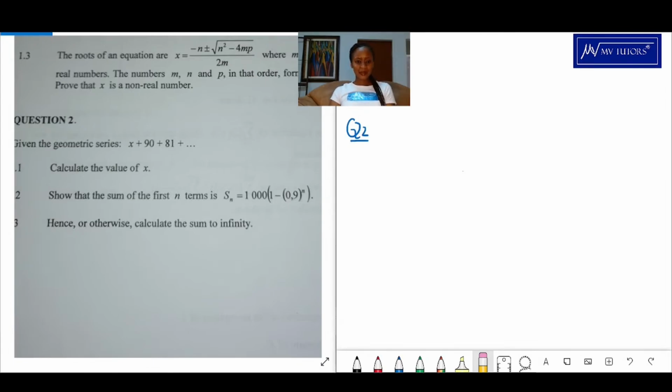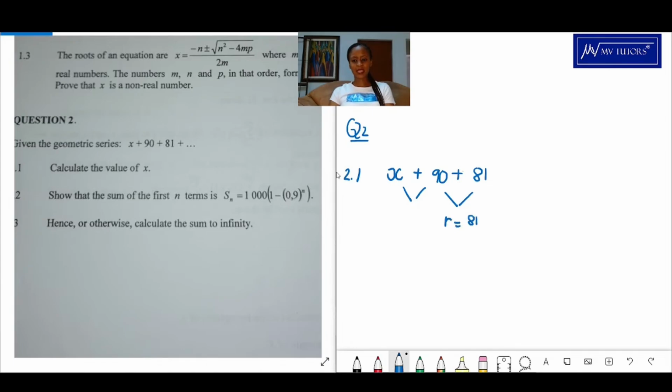Given the geometric series x plus 90 plus 81, we need to calculate the value of x. So I'm going to write down 2.1. We have the series x, 90, and 81. Since it is a geometric series, we know that we're going to have a common ratio, right? The common ratio between 90 and x is the same as the one between 81 and 90. So what is the common ratio?